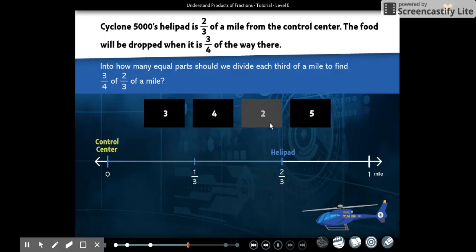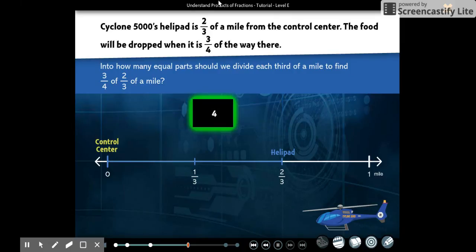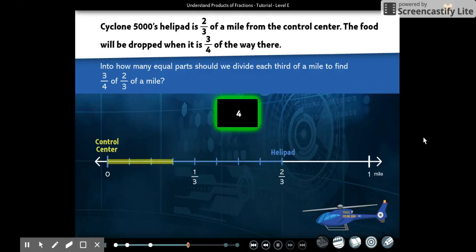Nope. Dividing each third into 2 equal parts would help us multiply 2/3 by a fraction with a denominator of 2. We need to find 3/4 times 2/3. Try again. Actually, if we divide each third of a mile into 4 equal parts, we can take 3/4 of the first 2/3 of a mile. Look, take 3/4 of the first third of a mile and 3/4 of the second third of a mile. The total number of shaded parts is 3/4 of 2/3 of a mile.